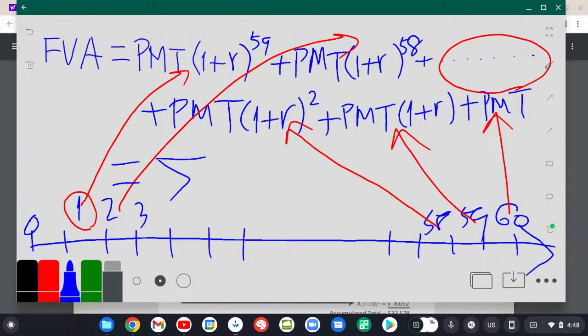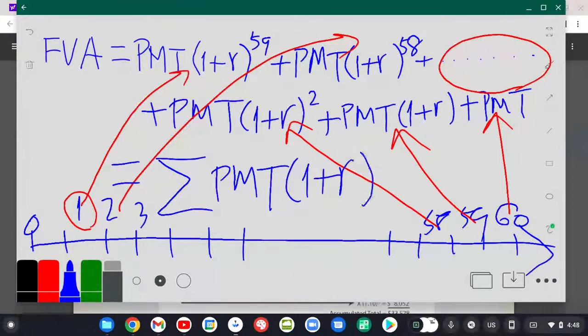So what I would do is use sigma, the summation sign. Summation sign means you're summing up all payment times 1 plus r raised to n, where n runs from 0 to 59. Think about it. If n is 0, you put 0 there.